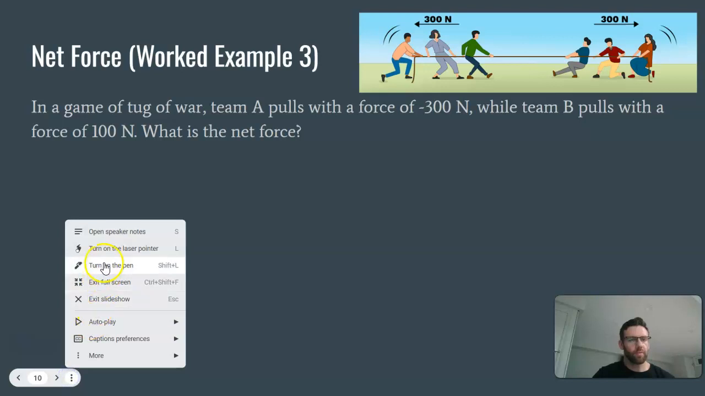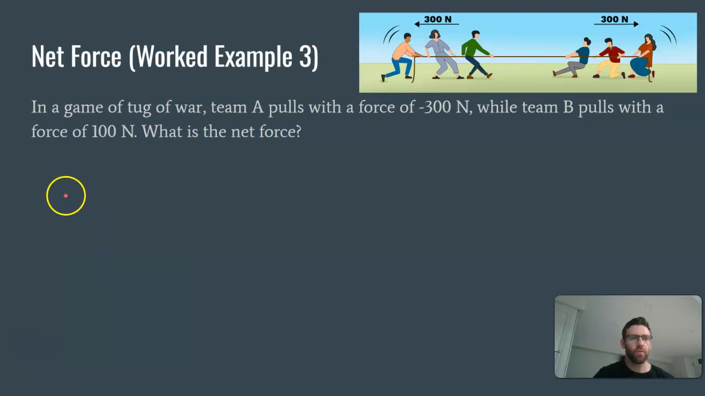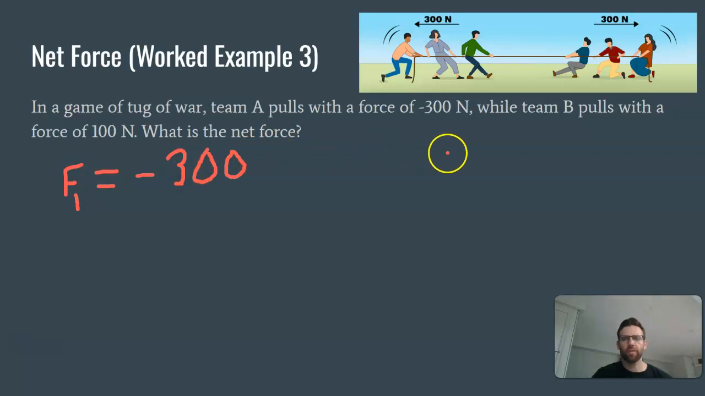So this one is pretty straightforward. We have two forces. We could say F1. F1 is, let's say, negative 300 newtons. We already have a model at the top of our screen there, so we might not have to draw our own model. Actually, you know what? Let's just draw it because I want you to get used to it.